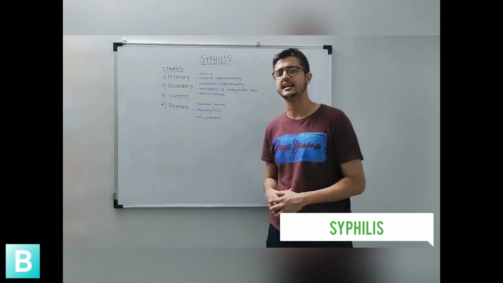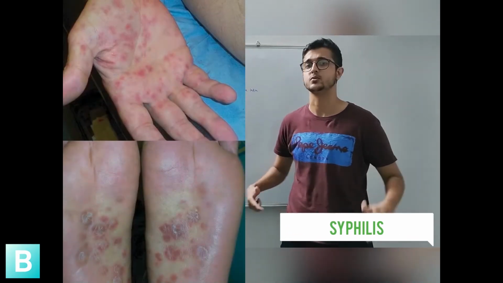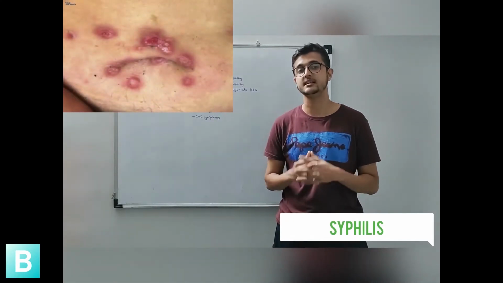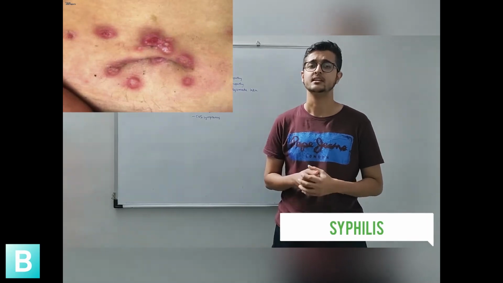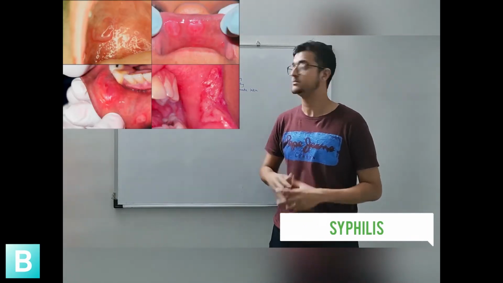So now let's move on to the secondary stage. The secondary stage is characterized by generalized lymphadenopathy. There's also a presence of skin rashes on the palms and the soles. There's also condylomata lata, which are grey to pink lesions present in moist areas such as the perianal region and the scrotum. There's also a presence of mucous patches.